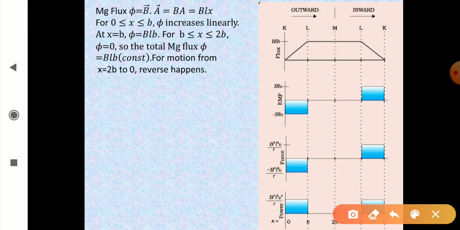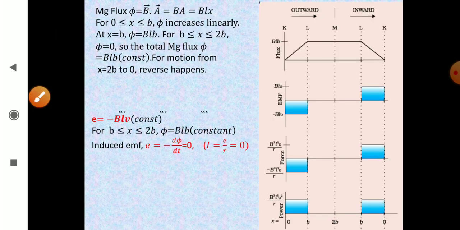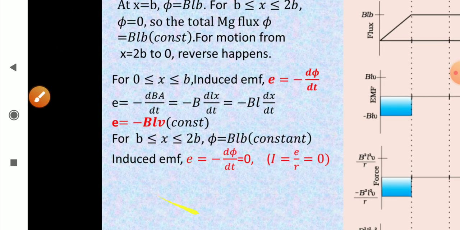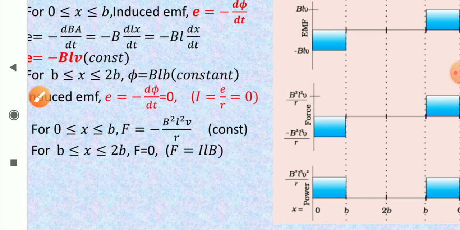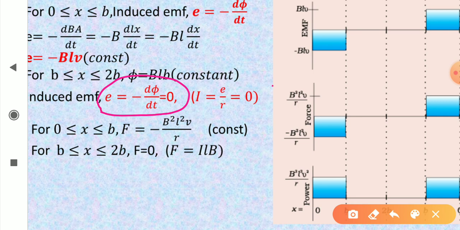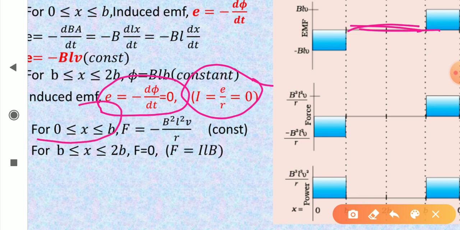Now, the third one is to find out the force. Okay. So, if the induced EMF is 0, the induced current will be 0 for this part. Alright. Now, the force is between 0 and B. The relation for force you have done is minus B square L square V upon R. You have done this relation, and this force is also constant.